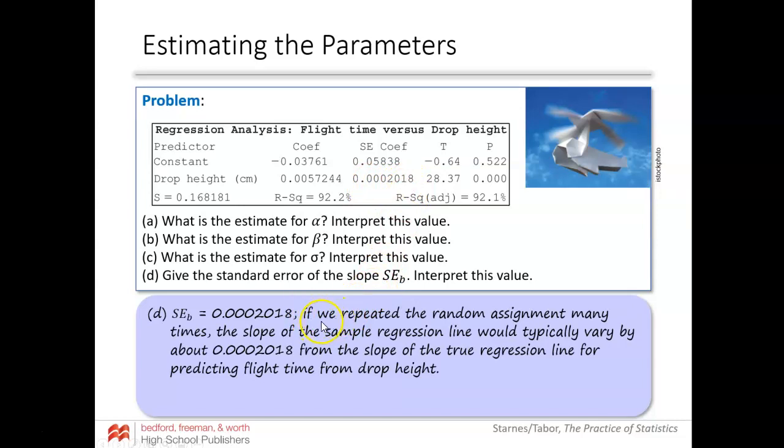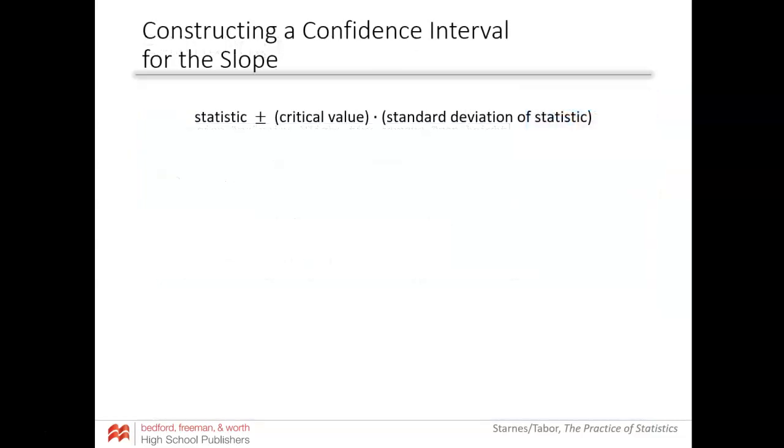And here's the part that I always forget, so we have to be careful. If we repeat this random assignment many times, the slope of the sample regression line would typically vary by this much from the true slope of the regression line for predicting flight time. So again, that interpretation of variation hasn't changed. The only thing we had to sneak in here is that we repeated this process many times, because anytime you work with standard error, you're looking at a sampling distribution. So you have to make sure you indicate you're doing this not once, not twice, but like 500 times. Many, many, many times.